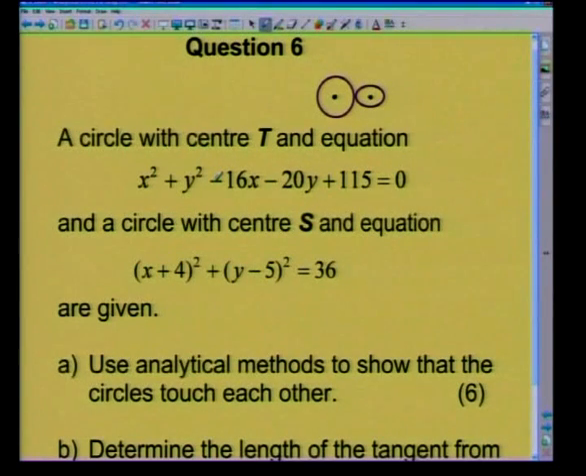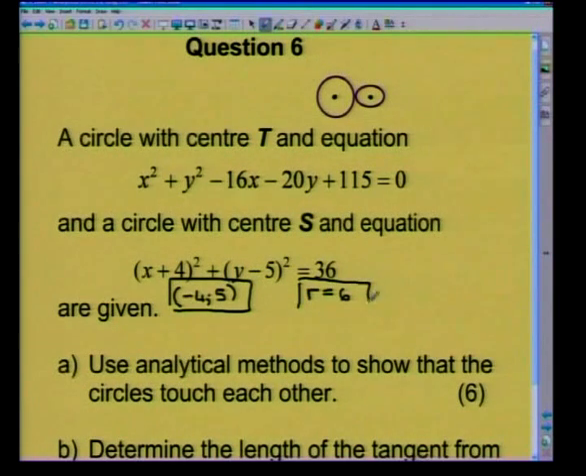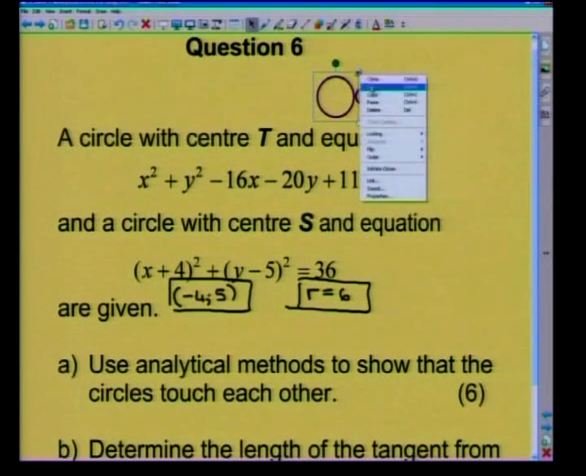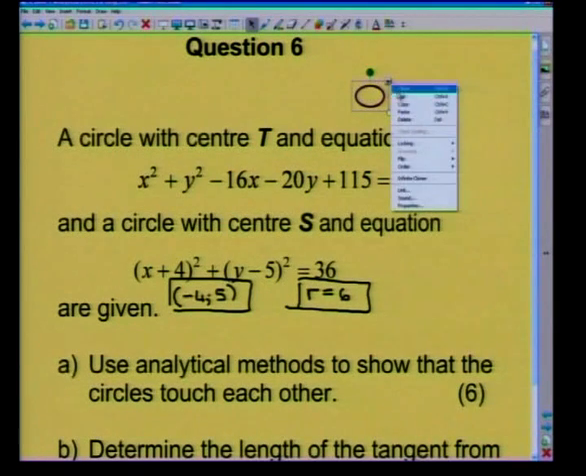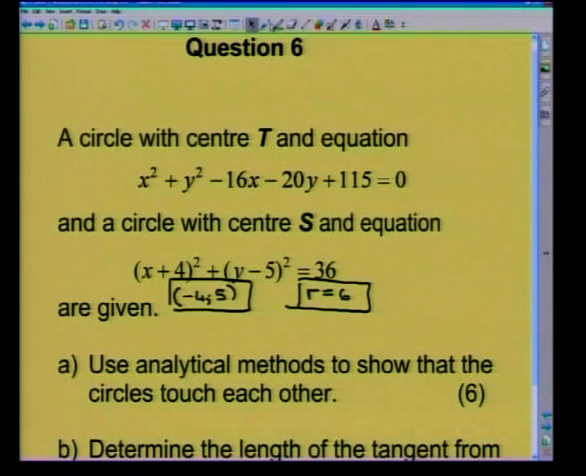Right, so over here we have x squared plus y squared minus 16x minus 20y plus 115. And we want to complete the square. We don't need to do this one. This one we already know that our center would be (minus 4, 5), and our radius would be 6. Both very useful bits of information, as you'll see later on. Now this one here we need to complete the square, so I'm going to clear this away, and we are going to use the space for that, and then later on I'll put it on a new drawing. Right, so now let's complete the square on this.